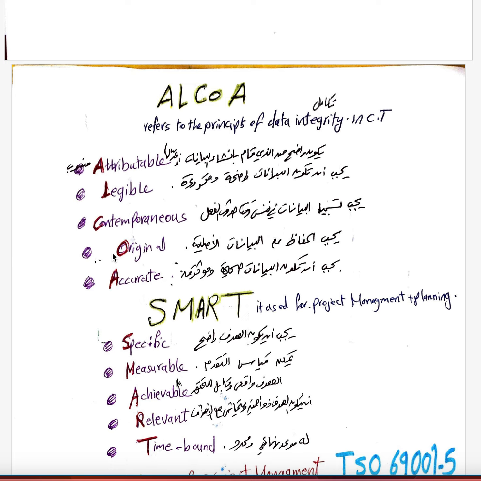And then original, that means we have to save all the original data, all the records, all the sources, and it should be accurate. That means it should be complete, documented very accurately, and that's exactly what ALCOA is. It's very important to know it. So attributable, legible, contemporaneous, original, accurate, and then complete.